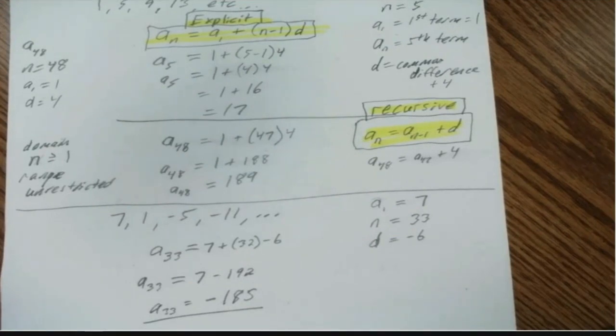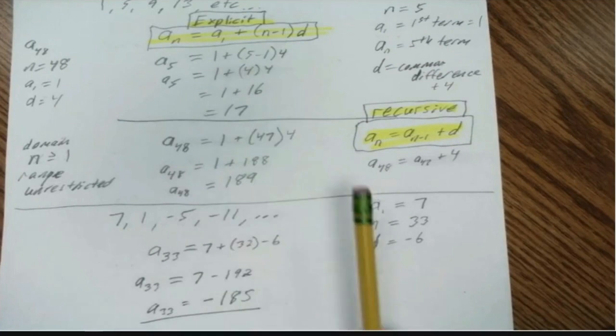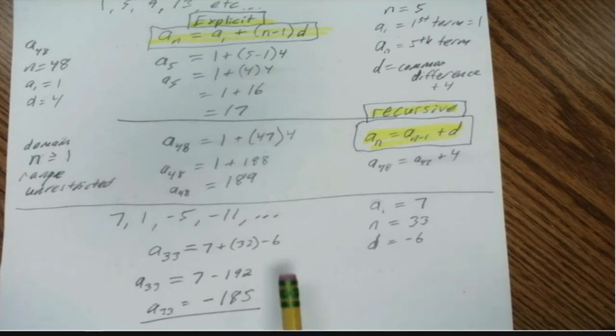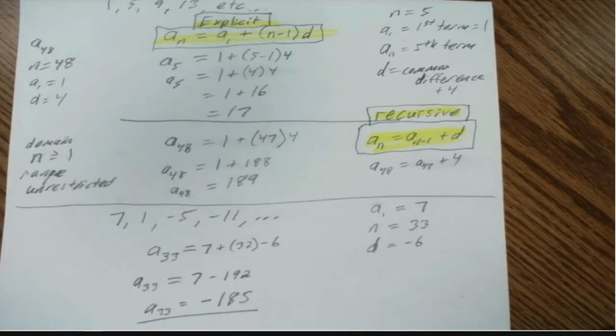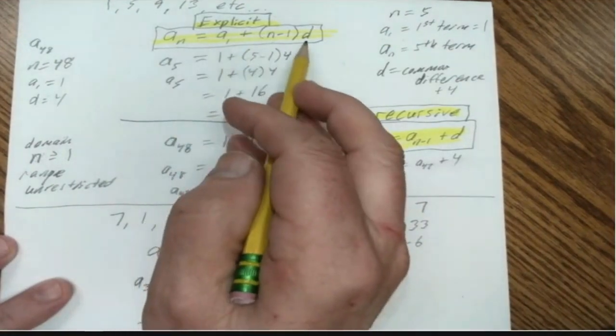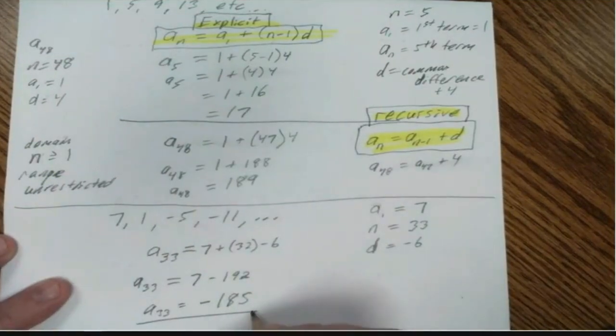Yeah, Mia was one number off. She forgot to subtract the 1. She just took the 33 and put it in there instead of subtracting the 1. So I figured it was something like that, Mia, because you were just off by 6. So that -6 was one more time or one less time. So yeah, just follow that. Find out what your A1 is, what your N is, and what your D is, and just substitute them in, and it'll give you your answer, -185.